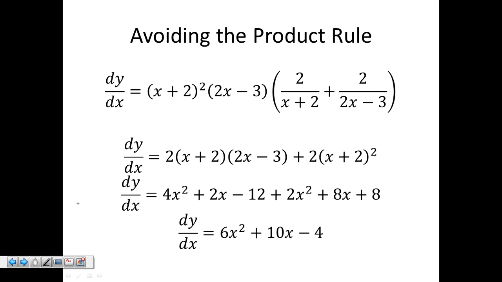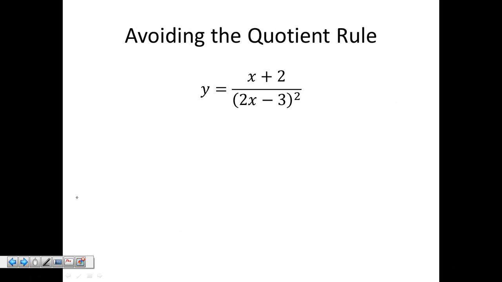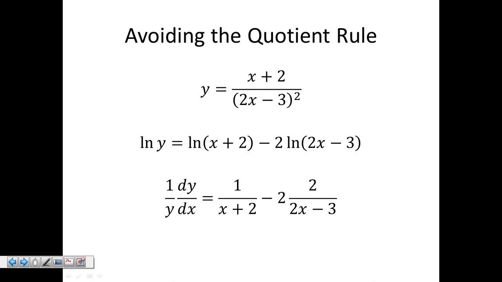Okay, well, let's take a look at using this technique to avoid the quotient rule. So now I'm going to use my natural log to change that quotient, and in this case, when I take the natural log of both sides, my quotient turns into a minus. So it's the natural log of the top minus, and I brought my 2 down in front of the natural log of the bottom. So it's minus when it's a fraction. And now I take the derivative.